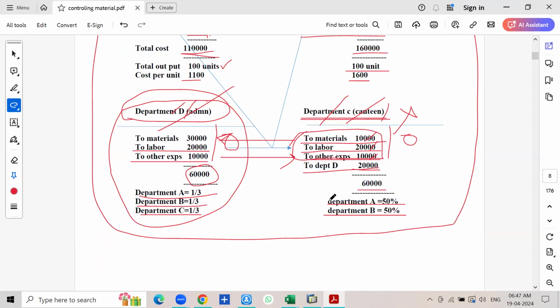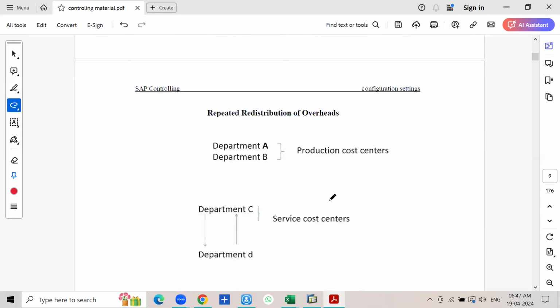Yeah. Now, here, this is the situation. We have Department A and Department B, production departments, and Department C and Department D, service departments. I don't want you to get confused with the word cost centers; we will discuss that later on. For the time being, Department A and Department B are production departments. Department C and Department D are service departments, right?